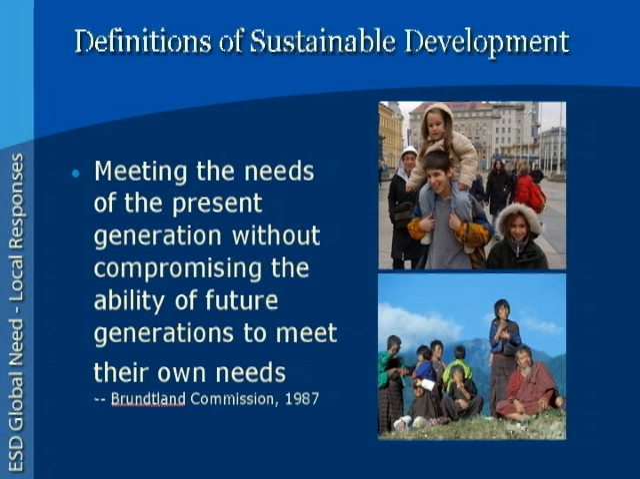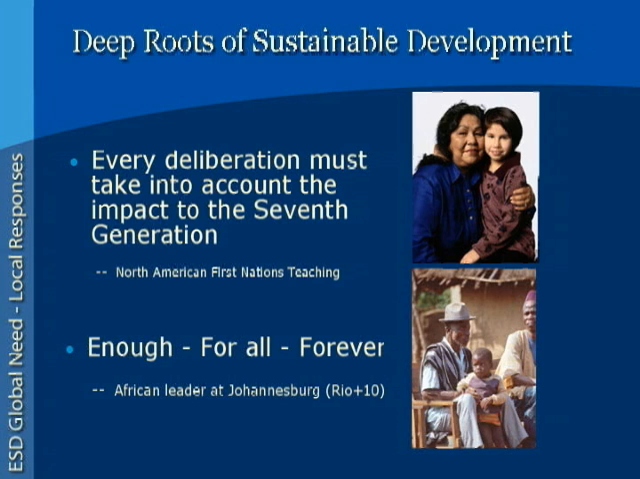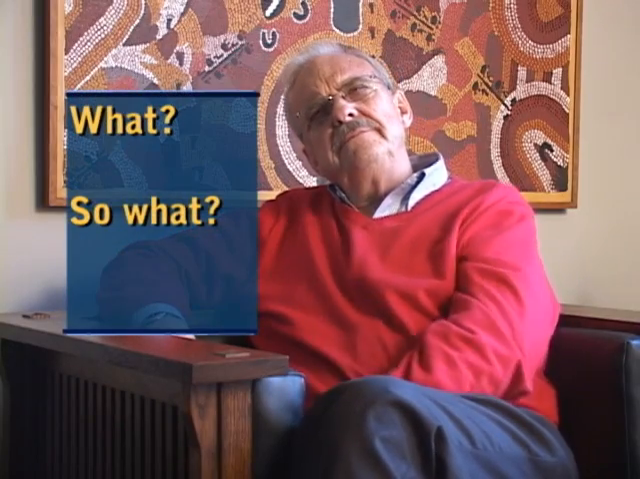Now, you have the various definitions and so on, but I think the simplest one, it came from an elder in Africa, and it's simply this: enough for all, forever. The discussions you can have around what is enough? What is enough? And for all, is that limited to humans? Is it limited to animals? You know, fantastic philosophical discussions there as well, and then the term forever.